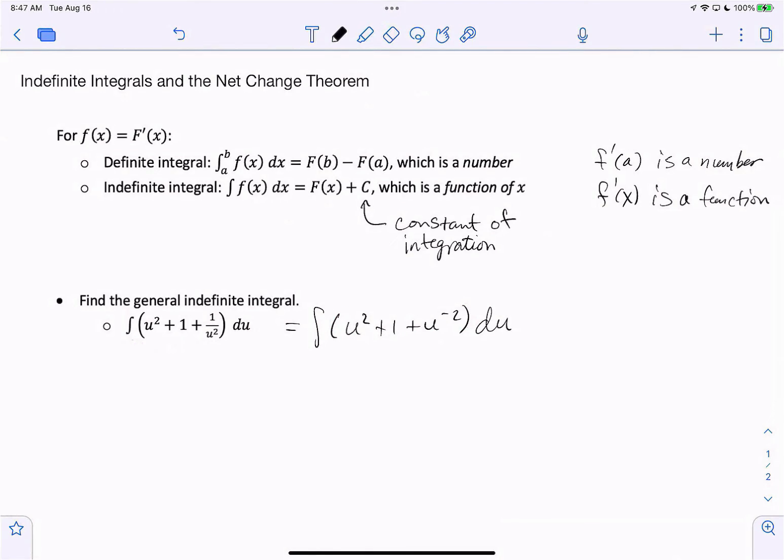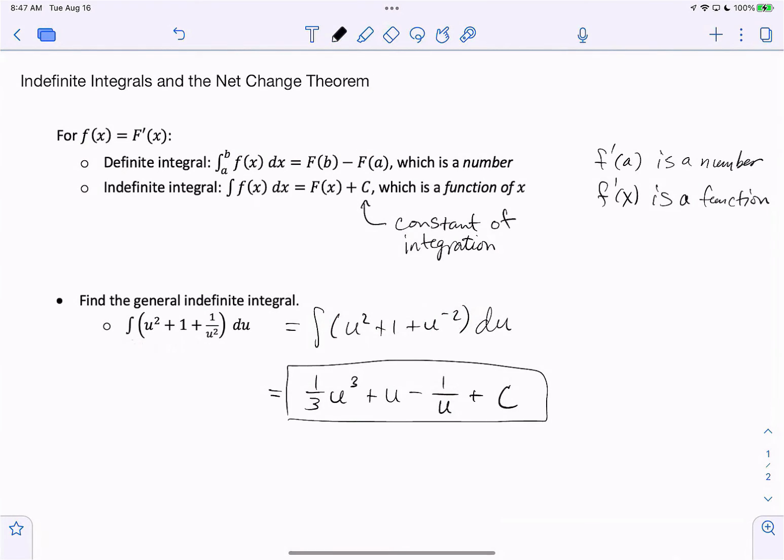And each term here is going to use the power rule because we're looking at a polynomial. So u squared becomes 1/3 u cubed. 1 integrates to u. And then if I add 1 to the exponent of u to the negative 2, and then divide by the new exponent, that becomes negative 1 over u. See, that new exponent is negative 1, so it's 1 over u. And when I divide by negative 1, the plus becomes a minus. Plus a constant of integration, and that's it.